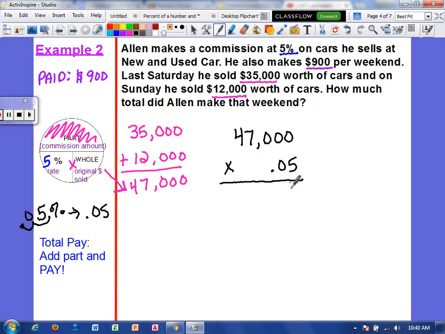So we have 0 times 5 three times. 7 times 5 is 35. 4 times 5 is 20, plus 3 is 23. And we have 2 decimal places. So he made $2,350 in commission.